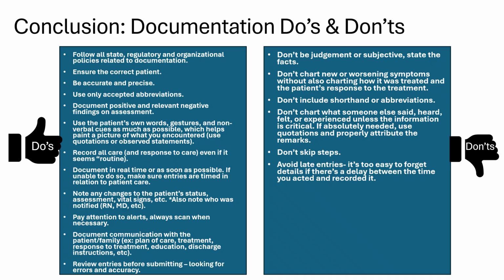So just to wrap up the do's and the don'ts. When we look at the do's, make sure that we are following all state, regulatory, and organizational policies. Make sure we're using the correct patient. Everything should be accurate and precise. Only use accepted abbreviations. We want to make sure that we're documenting both those positive and relative negative findings on assessment. Make sure that you're using the patient's own words, gestures, and nonverbal cues as much as possible, which again helps paint a picture of what you encountered. Use quotation or observed statements or patient stated statements. Record all care and the response to care, even if it seems routine. It's important that we're getting credit for the work that we're doing.